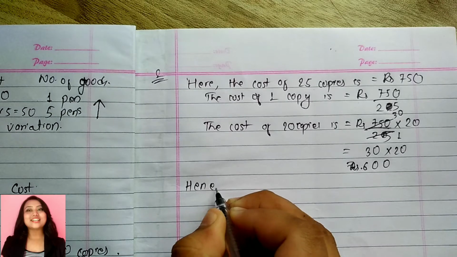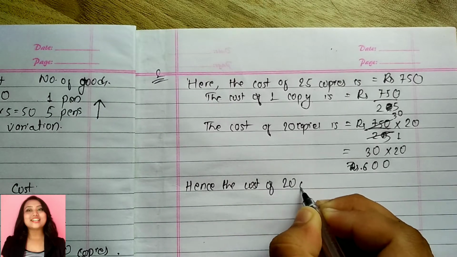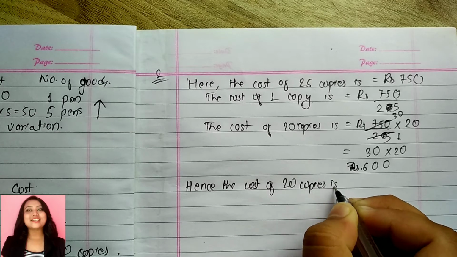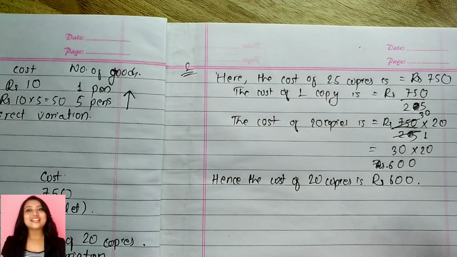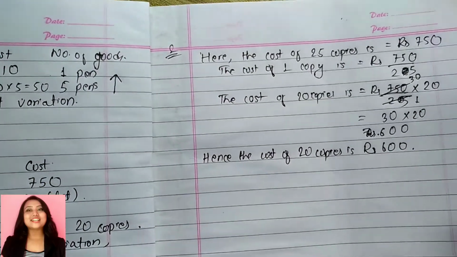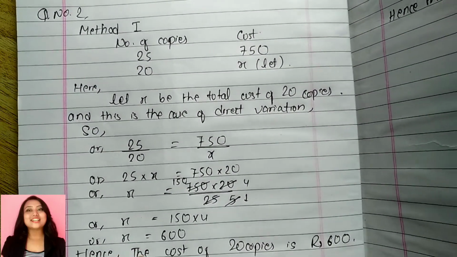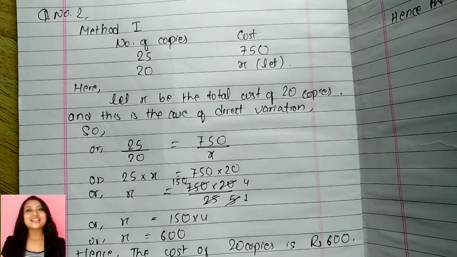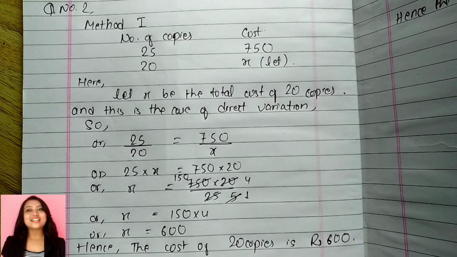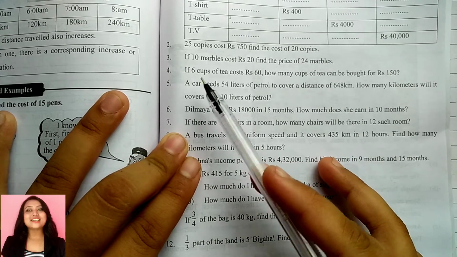Hence the cost of 20 copies is rupees 600. So like this also you can do. So from this method also you got rupees 600 as the answer for 20 copies, and from the other method also you got the answer 600. So from both methods you can use whichever you find easy.